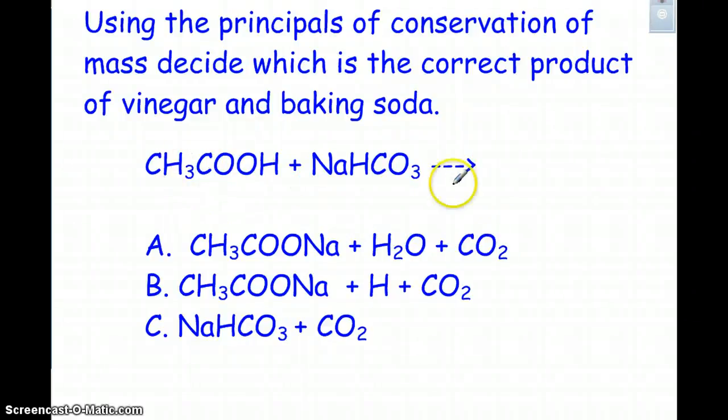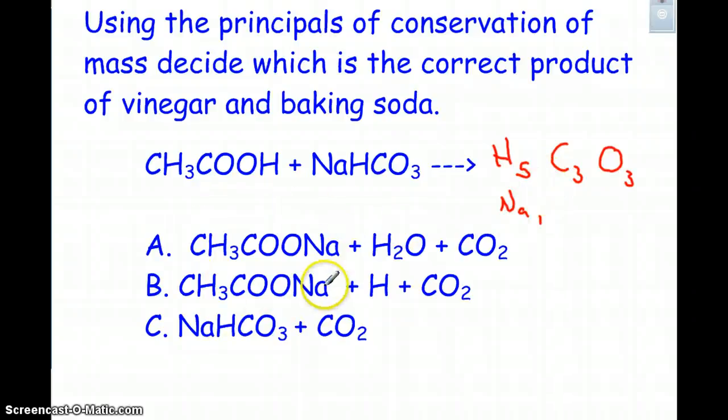Okay, so you have to look at this. All right, so how many hydrogens do we have total here? Okay, so hydrogens, we have 3, 4, 5. So we should have 5 total. How many carbons? 1, 2, 3. We should have 3 carbons. Okay, how many oxygen? We should have 1, 2, 3 oxygen. Okay, how many sodium? 1. Okay, so this is what should be on the other side.